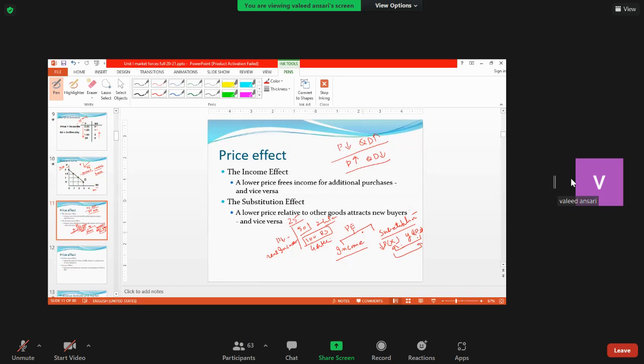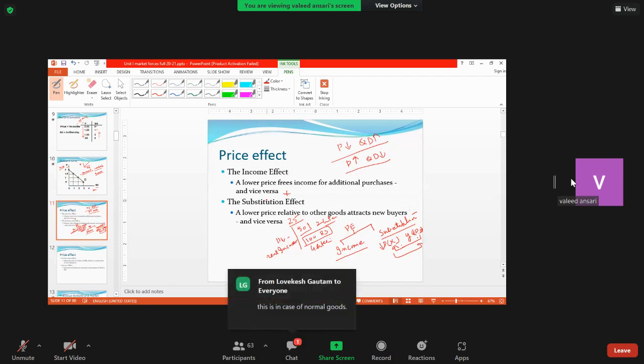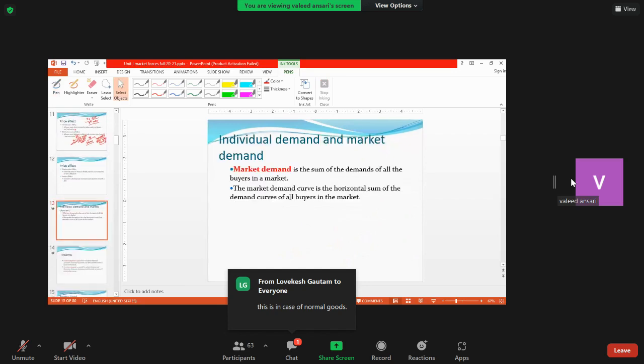So that is why the price effect is made of two effects, the income effect and the substitution effect. A fall in price leads to an increase in real income, and more of that product may be consumed. And the substitution effect is that some consumers may switch from other products to the product which has become relatively cheaper. So this is the effect of price and income on quantity demanded. Now, all of this is explained in my slide.